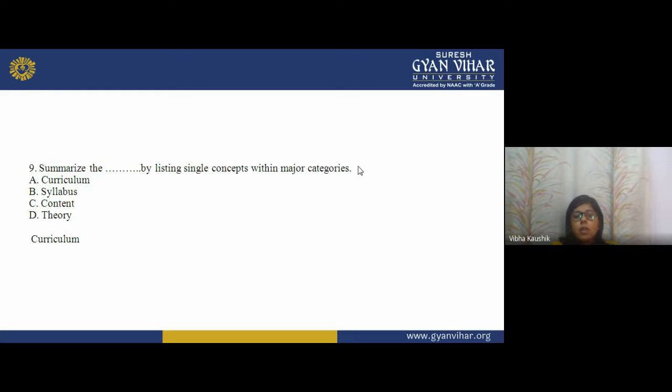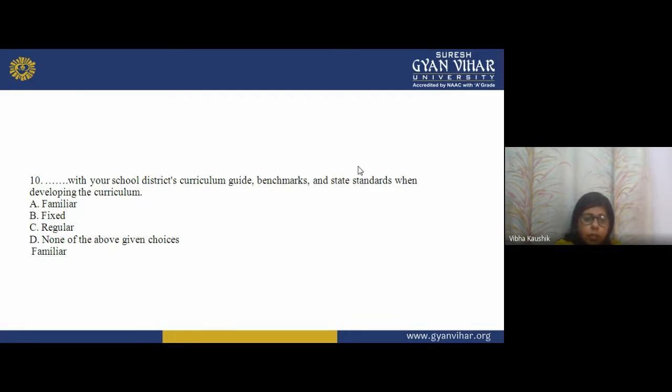Now the ninth one. Summarize the dash by listing single concepts without major categories. The options are A, curriculum, B, syllabus, C, content, or D, theory. Students, you have to select the correct answer from the given choices. The correct answer is option A, that is curriculum. It means you have to make a summary of the curriculum by listing single concepts within the major categories.